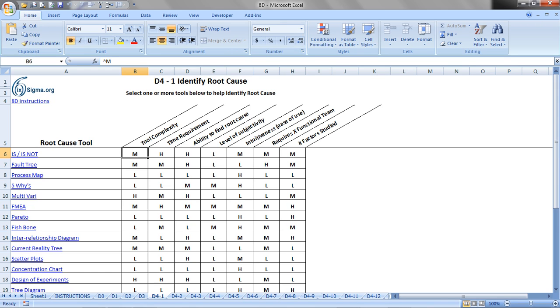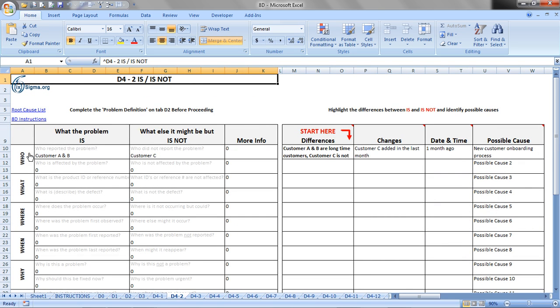So here we are in Excel, and I'm down at the D41 tab, and this is the list of root cause tools that we looked at. So we'll just go ahead and dive right into the is not. And the first thing I want to point out is this part of the is not comes from the D2 tab. All of the information entered there will show up here, and so we just have it here as a reference. So we're going to start over here, and we're going to start looking at differences.